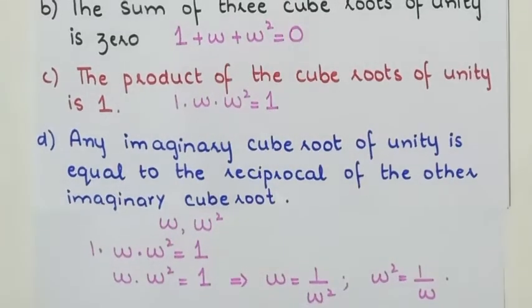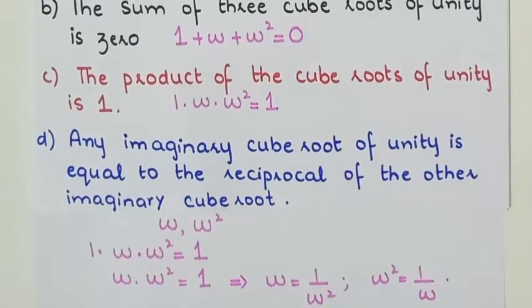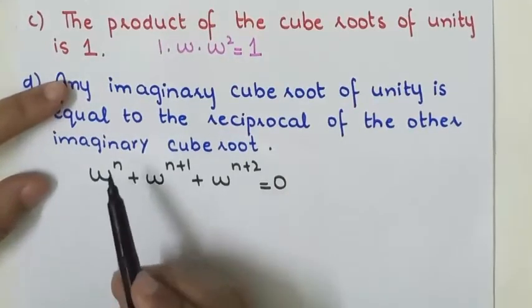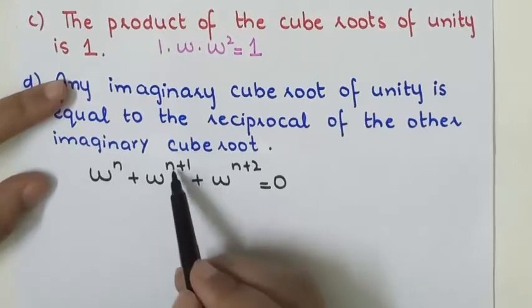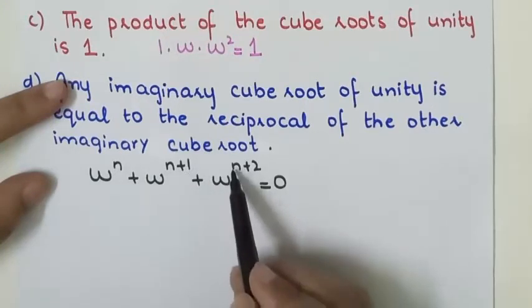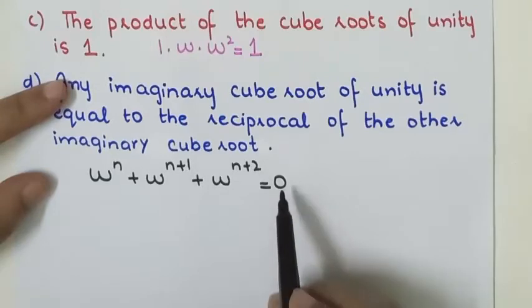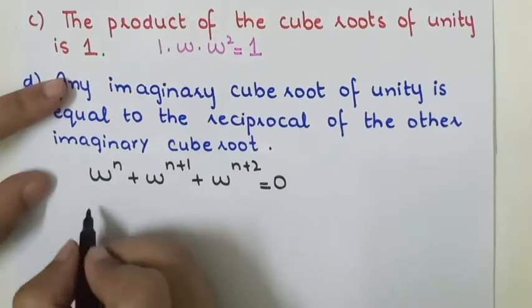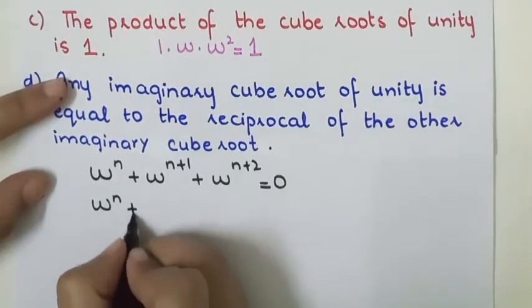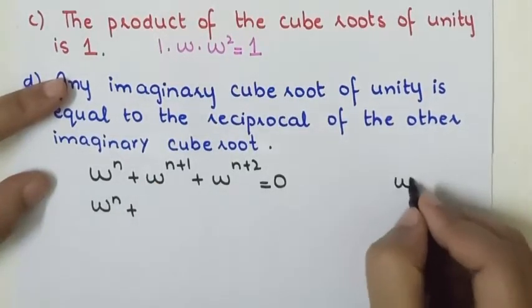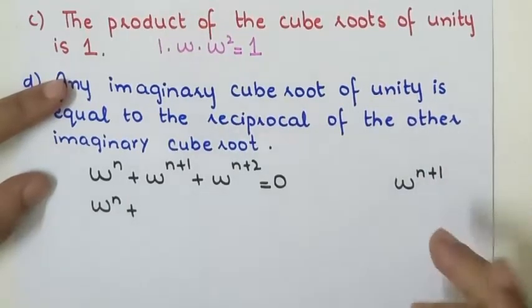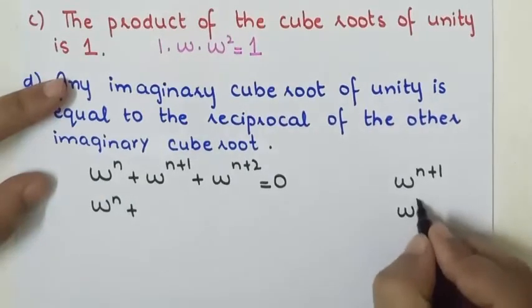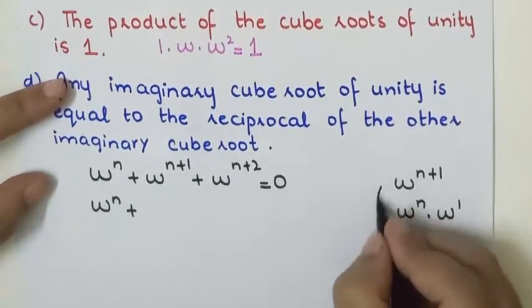Now we will see a few examples and how we can solve these questions. Very important result, it says omega raised to power n plus omega raised to power n plus 1 plus omega raised to power n plus 2 is equal to 0. So we will see how we can prove this result. We have omega^n and here we have omega^(n+1). We know that when bases are the same, we can add their powers. So we can write it like this as well.